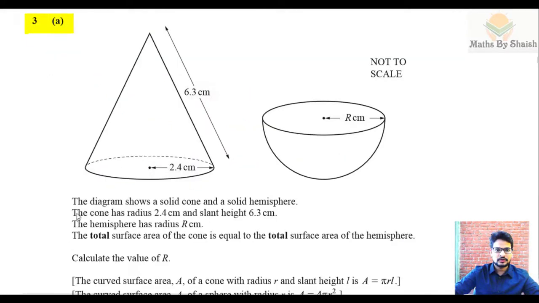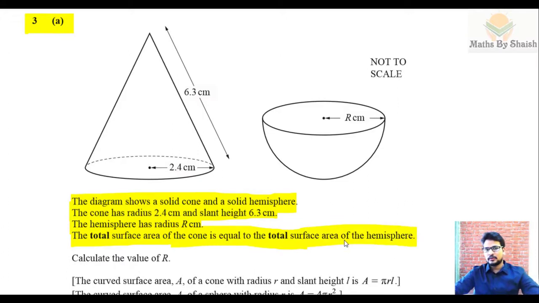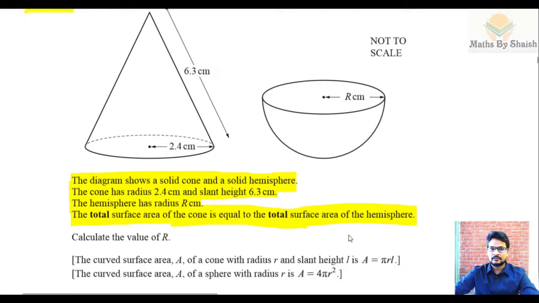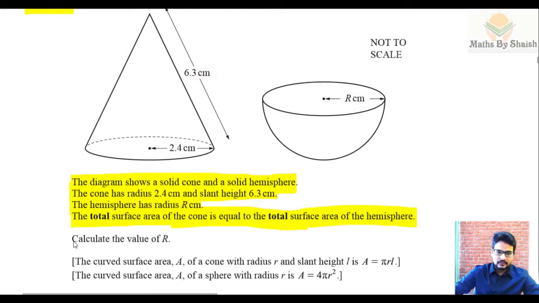And here's the third question, A part. The diagram shows a solid cone with a solid hemisphere. We can see this. The cone has radius 2.4 centimeter and slant height 6.3 centimeter. The hemisphere has radius r centimeter, and the total surface area of the cone is equal to the total surface area of the hemisphere. So this is the condition. We'll start from the condition itself, and we need to calculate the value of r.